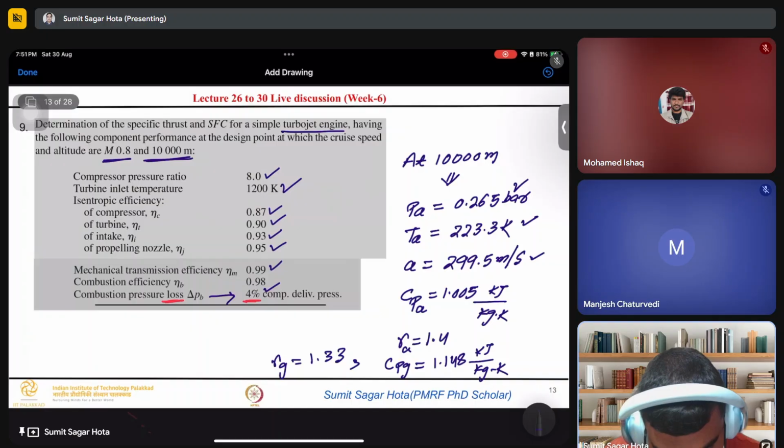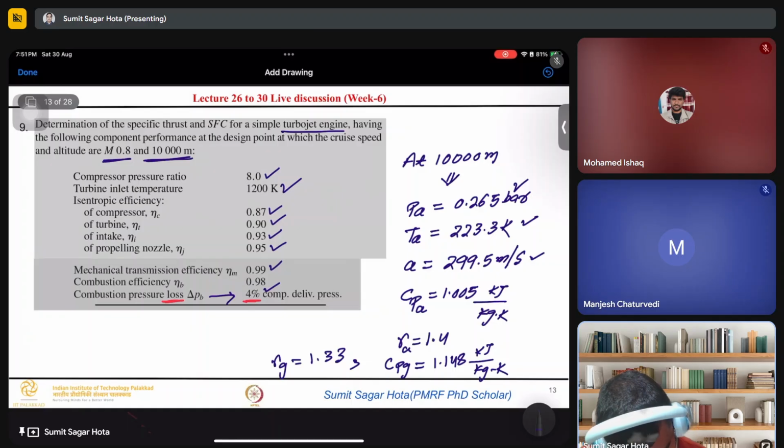In the question, it's not given. For this 10,000 meter and all these things, they should actually give in the question what is the fuel air ratio. Otherwise it's very difficult for you to calculate. This value should be given.